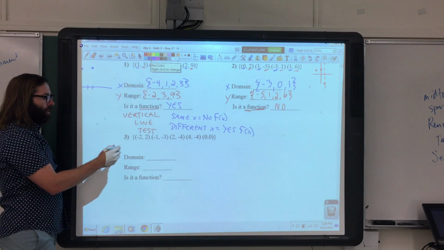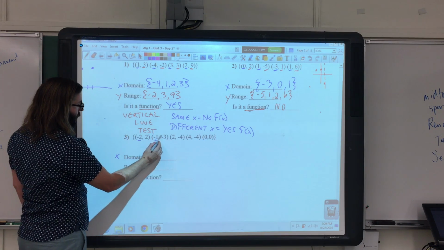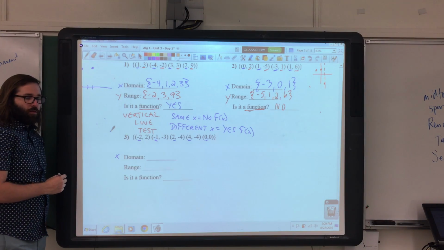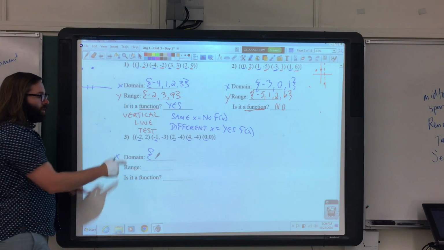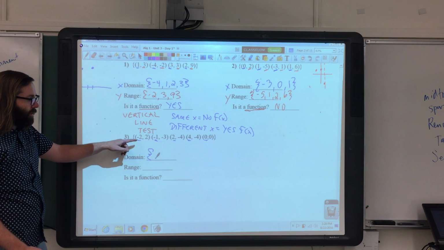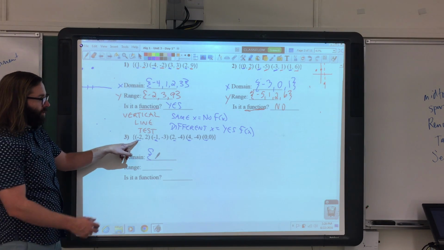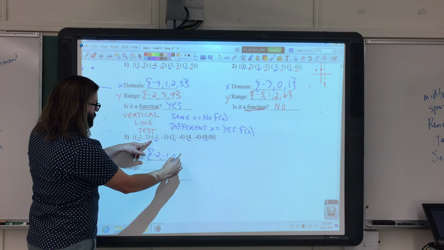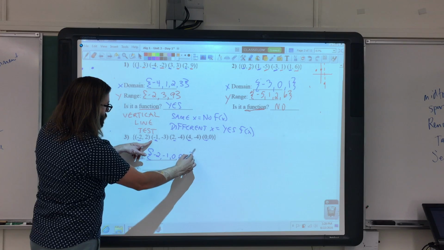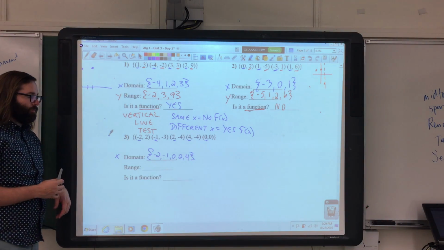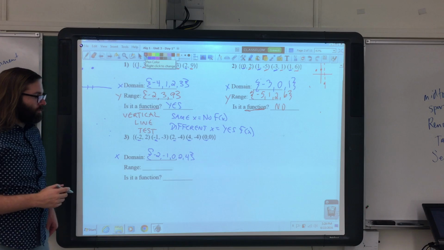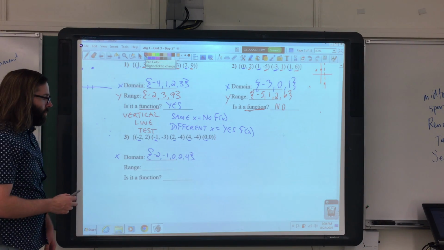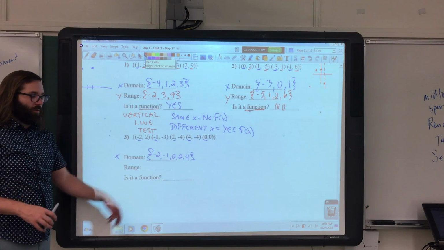Okay, we got one more. Look at our domain. That's the x's again. This time we have 5 points. So, since these are the only values we can have for x, we're going to list them from smallest to largest. So we got -2, -1, 0, 2, 4. Curly bracket. Okay? Our function can only exist at these 5 x's, nothing else.